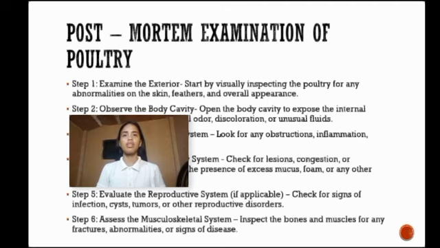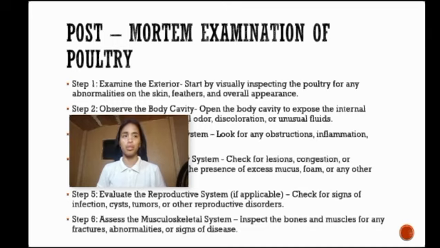Evaluate the reproductive system, if applicable. In the case of female poultry, inspect the oviduct for any abnormalities. The oviduct is a vital part of a female poultry's reproductive system, responsible for the formation and passage of the eggs. Check for signs of infections, cysts, tumors, or other reproductive disorders. Infection in the reproductive system can be detrimental to the bird's health and egg production.